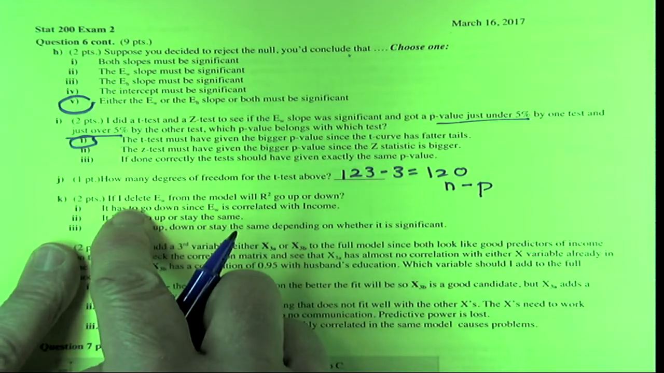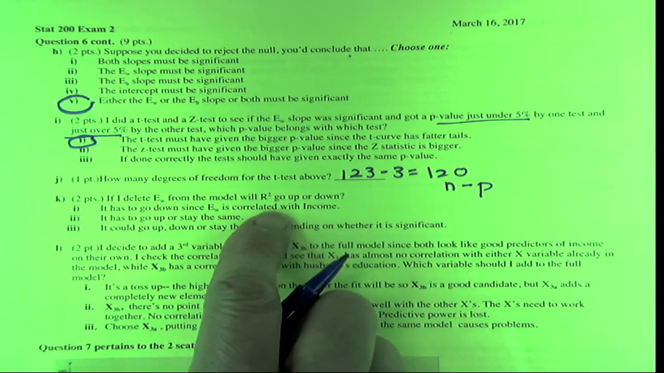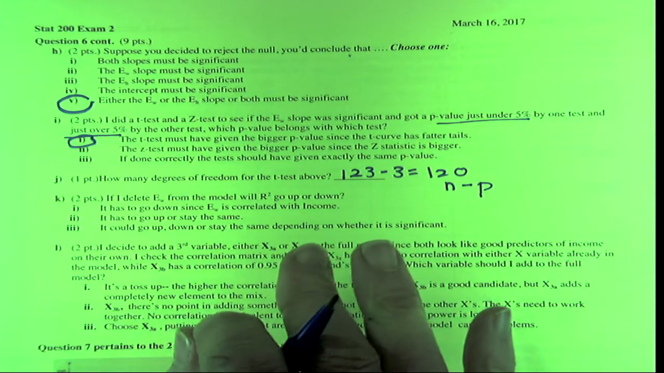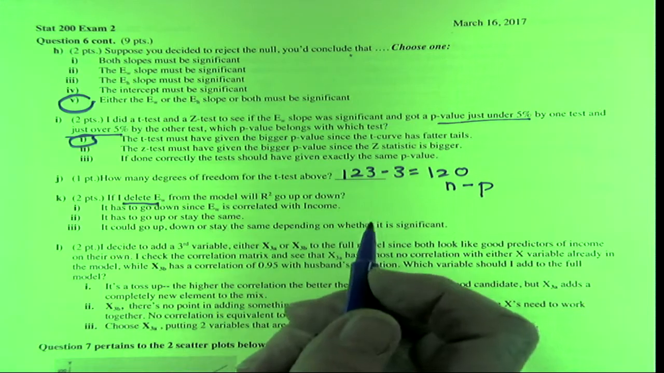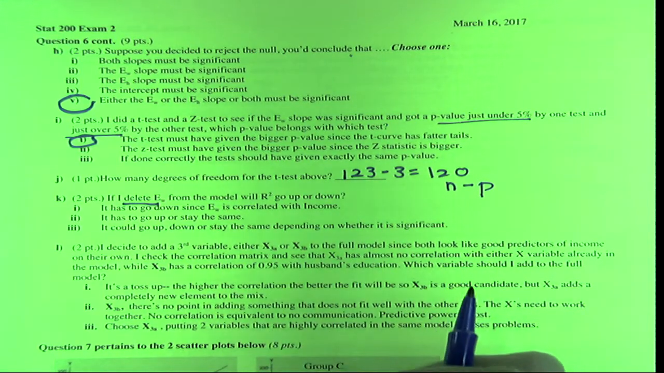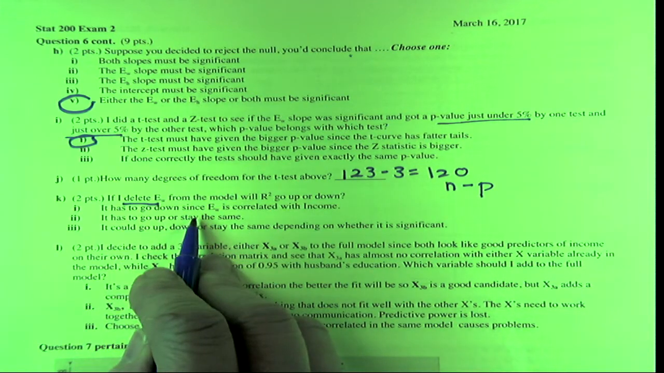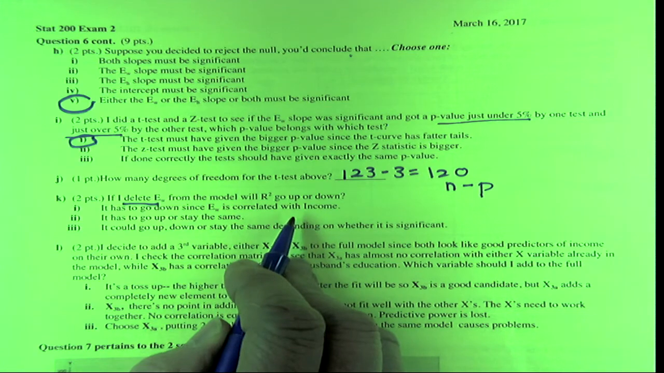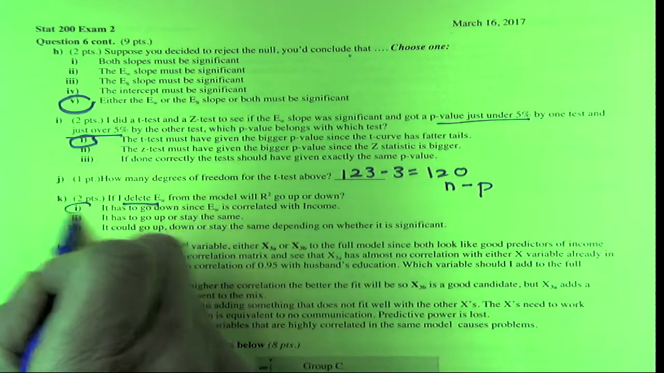Okay, if I delete something from the model, now if I add something to the model, r squared goes up. If I add a variable to the model, r squared will go up or stay the same. It can't go down. But here I say delete. So if I delete something, it has to go down. The only way it could stay the same is if it was uncorrelated, but it's correlated. So it has to go down. We lose information, lose prediction.